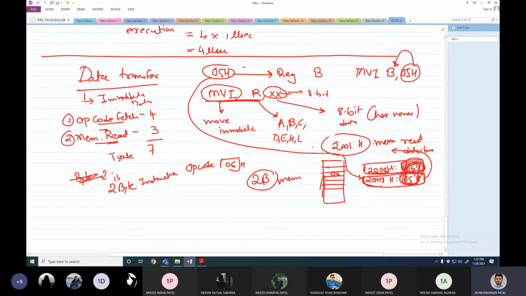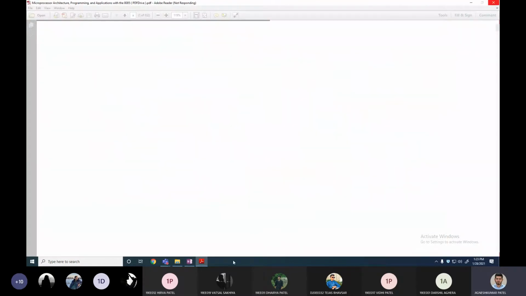Opcode fetch will fetch the opcode of MVI R. Once it fetches the opcode, let us say it is 06, it knows that immediate data transfer has to be done, and the 8085 automatically goes to the next address, brings the immediate data and moves it to register R. So that's how this operation works. Now this whole explanation is given in the book in detail.